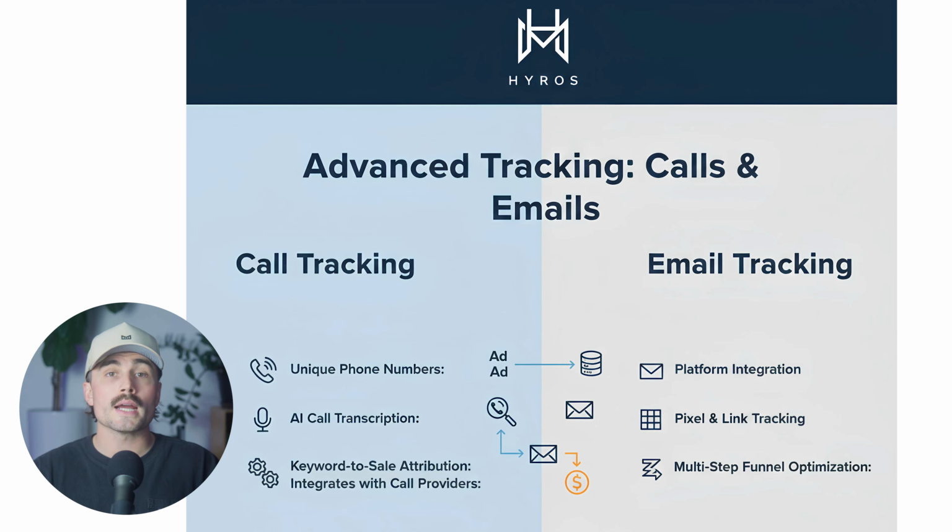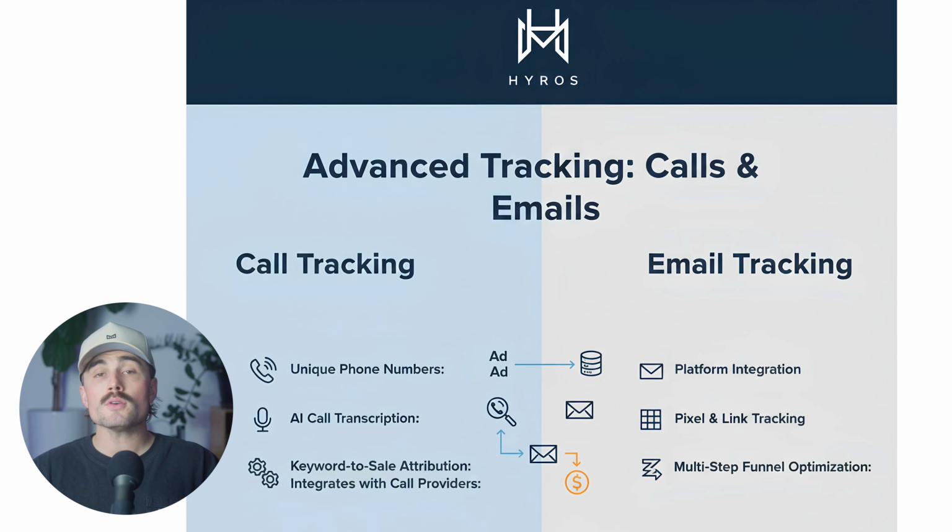Step 4, tracking phone calls and emails. Call tracking. Many businesses rely on phone calls to close deals. Hyros offers call tracking that goes beyond basic call recordings. You can provision unique phone numbers for different campaigns or ad sets. When someone calls a number, Hyros records the call, transcribes it using AI, and ties it back to the ad or email that prompted the call. You'll know which keywords drive calls and which calls lead to sales. If you already use a call tracking provider, Hyros can often integrate with it to import call data.